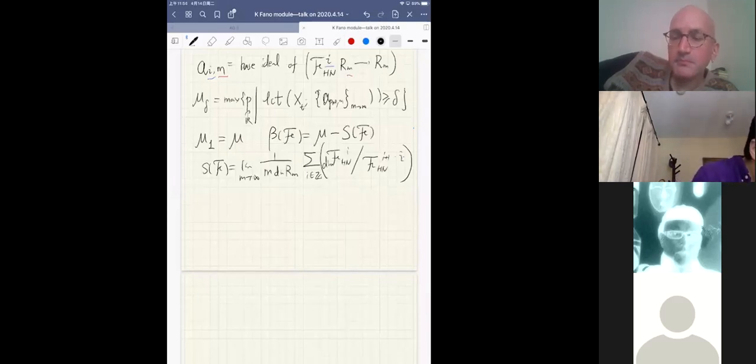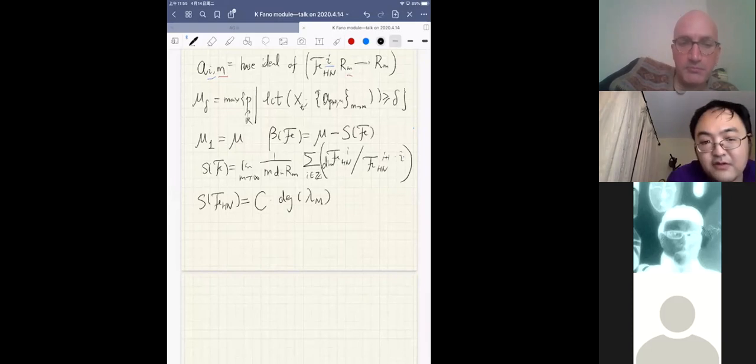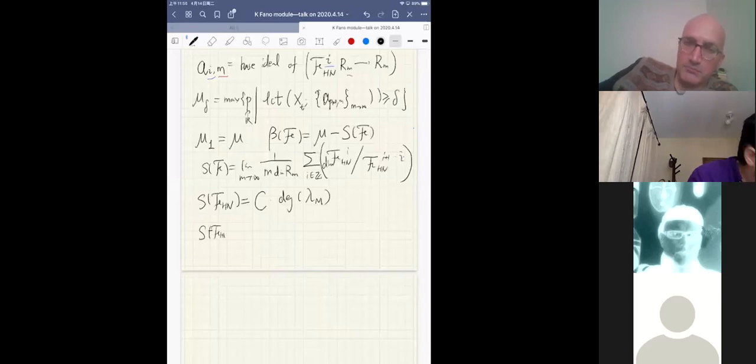And then you realize that if I look at the Harder-Narasimhan filtration, this S is nothing but the degree of the lambda m of the same degree, maybe up to some positive constant. So in other words, if I want non-negativity of the same Lie bundle degree, I only need the non-negativity of S. But we know S is of course equal to the beta F minus mu, right?